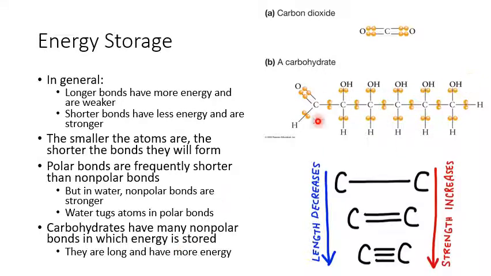So in a typical carbohydrate, you have a bunch of those nonpolar bonds between the carbons and the hydrogens and between the carbons and the other carbons in the molecule. Those are all nonpolar bonds. Those are all bonds that are storing a large amount of energy because they're so long. If you look at carbon dioxide, on the other hand, it's nothing but polar bonds. Those bonds are going to be shorter, and they're going to be less energetic.